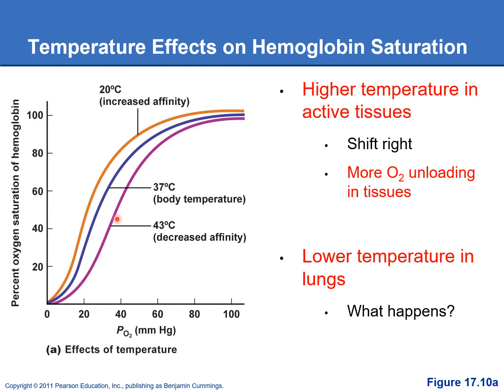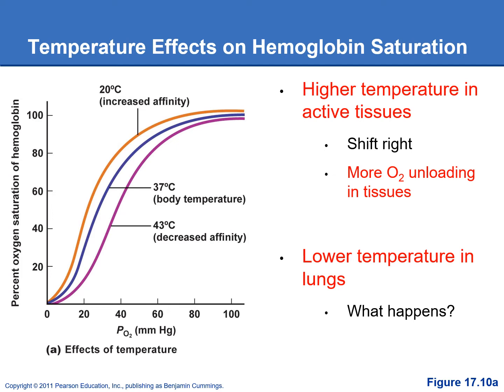So at the tissues at a partial pressure of oxygen of 40 millimeters of mercury, you can see that if you shift to the right, the oxygen saturation ends up being around 45%. So you're going to end up dropping off a lot more oxygen than if you were just at the normal body temperature and hadn't shifted the curve to the right. So normal body temperature, 75% oxygen saturation of the hemoglobin.